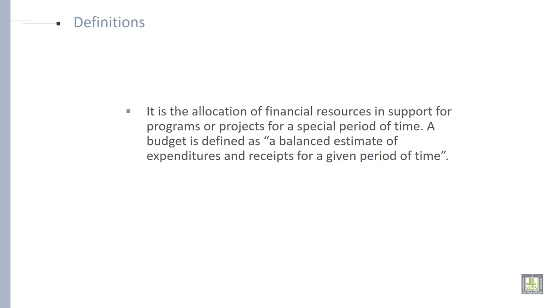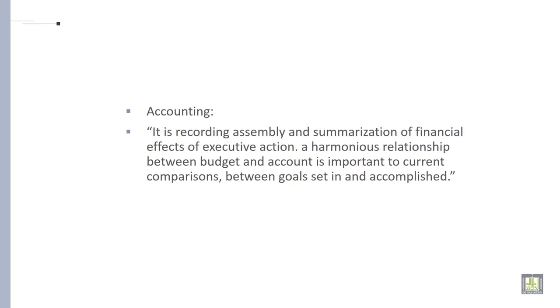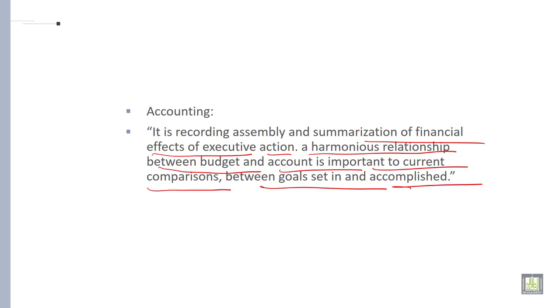Definition. Budgeting is the allocation of financial resources in support of a program or project for a specific period of time. A budget is defined as a balanced estimate of expenditure and receipt for a given period of time. Accounting is the recording, assembly, and summarization of the financial effects of executive actions. A harmonious relationship between budget and accounts is important to allow comparison between goals set and accomplished.